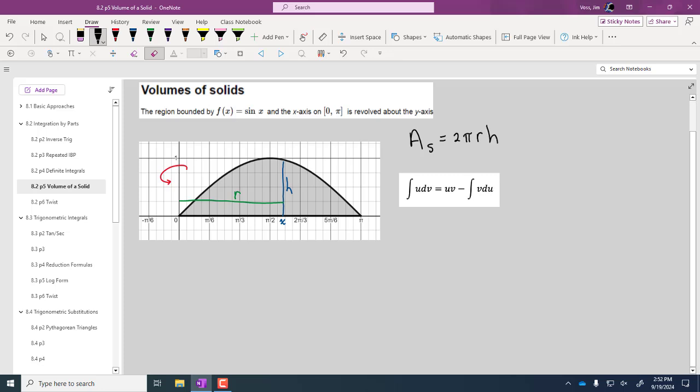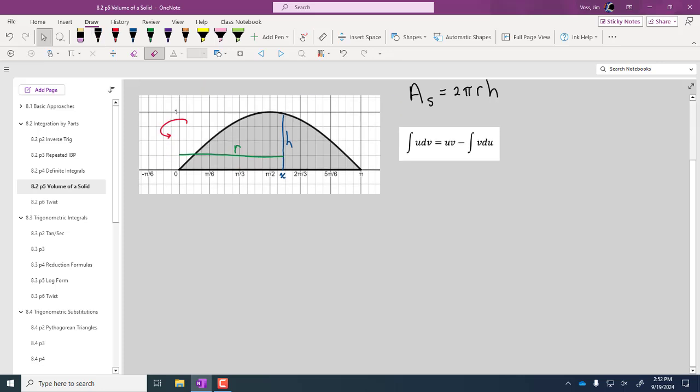Circumference 2 pi r times the height gives you the area of a cylinder or a shell. All right, so here we go. So the area of our shell, 2 pi, what is r? Just x. The distance to the axis of rotation, which is the y-axis, is x. Our representative shell is exactly x units away, x radians, from the axis of rotation.